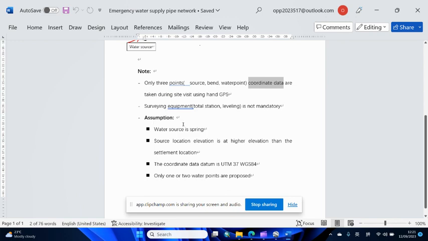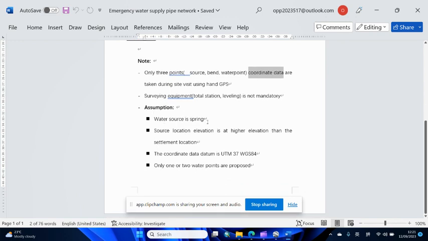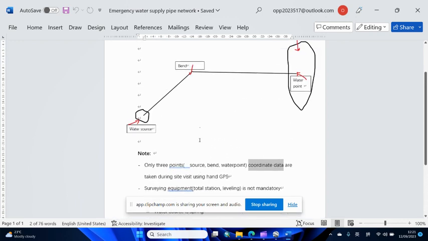Another assumption is that the water source is a spring. The source is at a higher elevation than the settlement location. This implies we can use a gravity system, simple. The second assumption is that the coordinate data is UTM 37 WGS 84, which is better for using Google Earth. Only one or two water points are proposed.